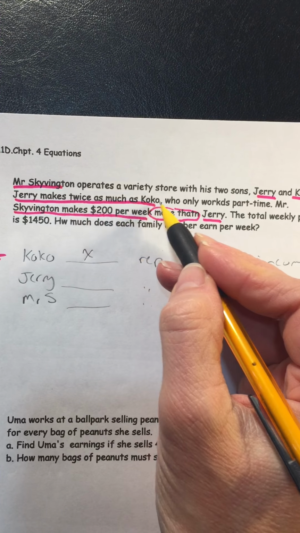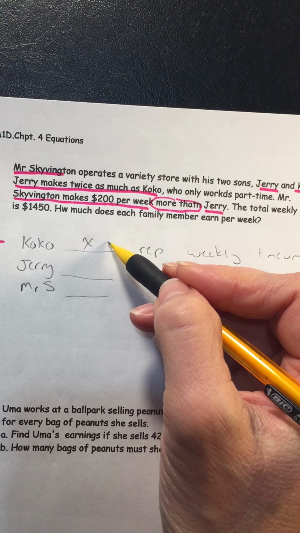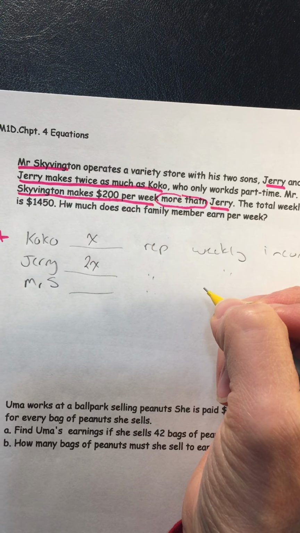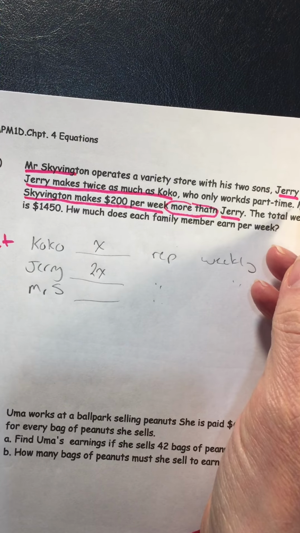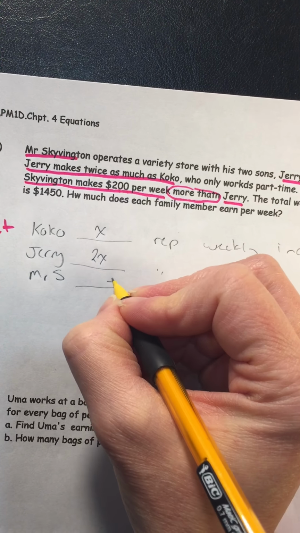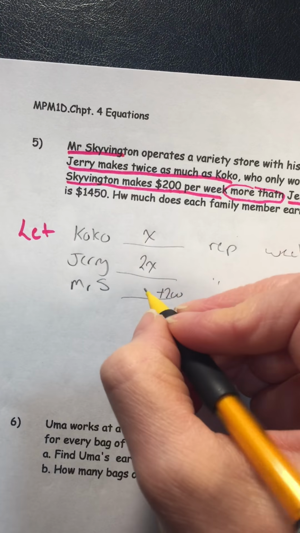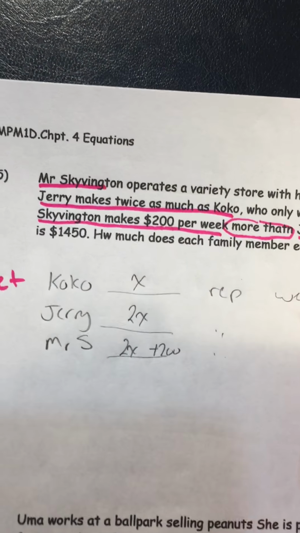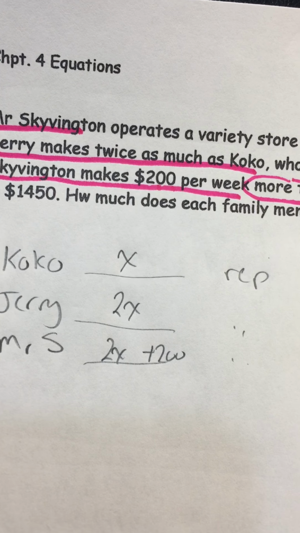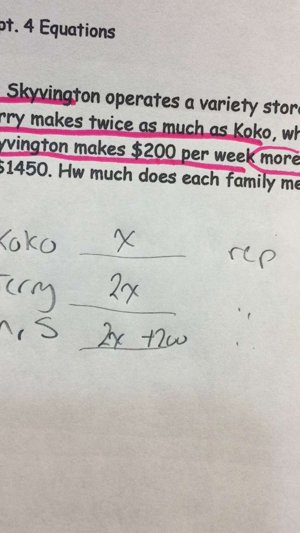And if Jerry makes twice as much, he's not making like $2 more than. If it was more than, I'd add 2. But it's twice as much, so that's multiplying. So twice as much as whatever Coco makes. And Mr. Skivington makes $200 more than, so that's adding. I'm going to add $200 to whatever Jerry makes. Well, Jerry makes 2x. So that's what represents them all. x is Coco, 2x is Jerry, and the dad is 2x plus 200 because that's Jerry plus $200.